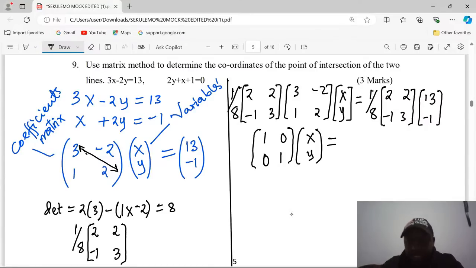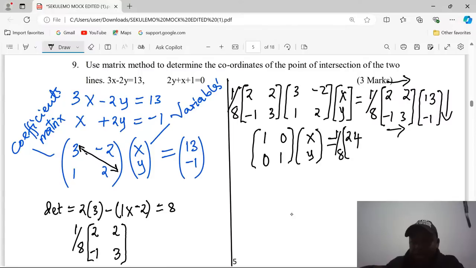Let's now see multiplication on the right-hand side. Multiplication of a matrix should be row times column. So the row times the column, 2 by 13 plus 2 by negative 1. This is giving us exactly 24. In the second case, remember there is a 1 over 8 which is not affected, still outside the bracket.